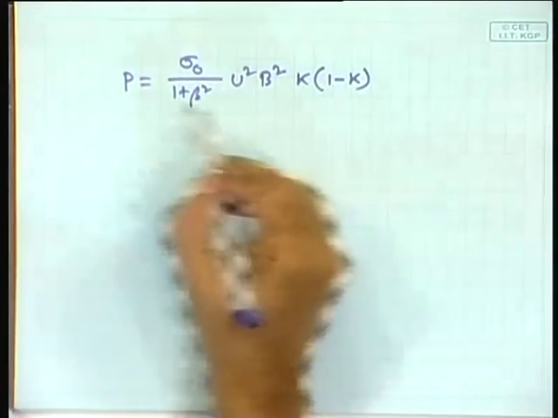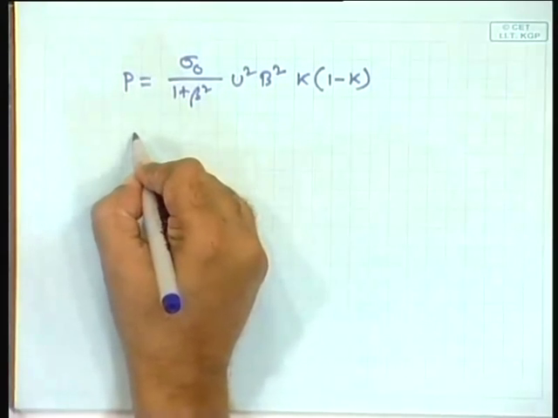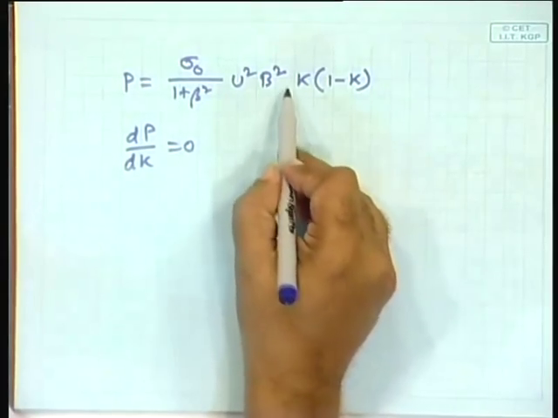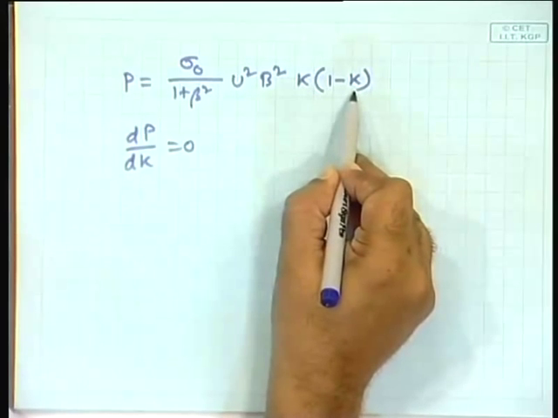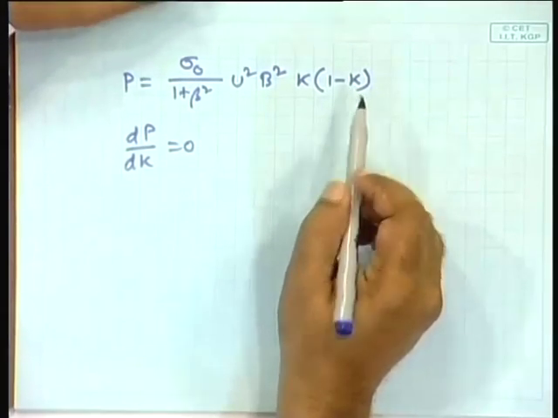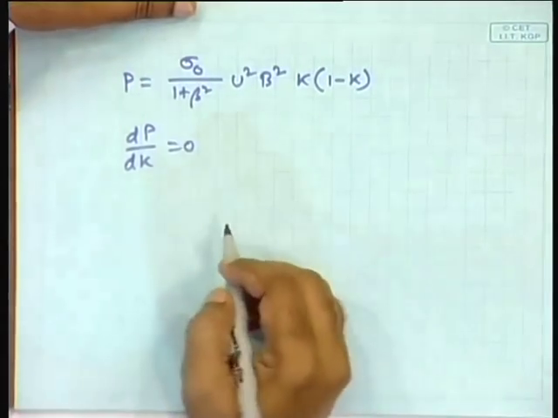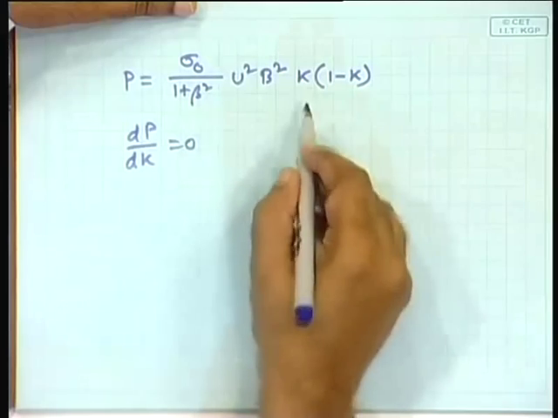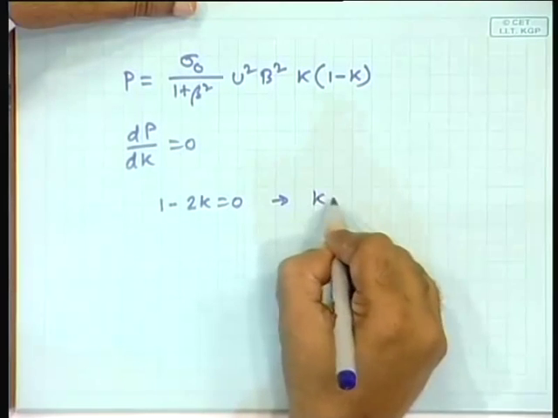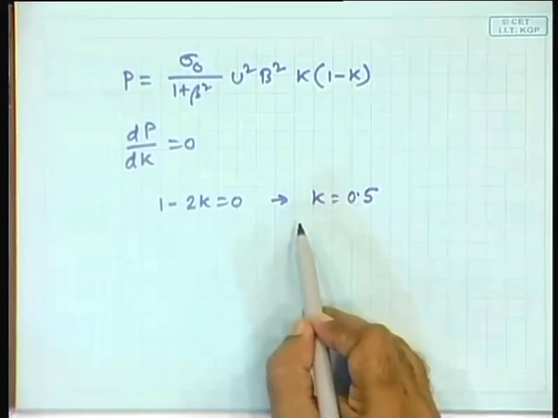Interesting thing is that we would like to maximize the power. So in order to obtain the maximization of power, we will write dP by dK equal to 0. Just do that. This value is constant, only K times 1 minus K has to be differentiated with respect to K. So it will be K minus K square. So 1 minus twice K is equal to 0, or K is equal to half, which means that the power maximizes for K equal to 0.5.